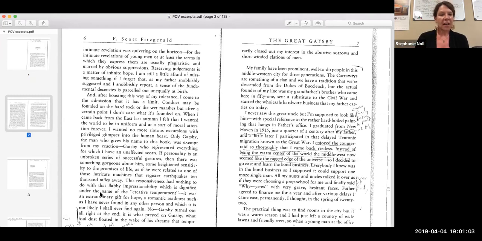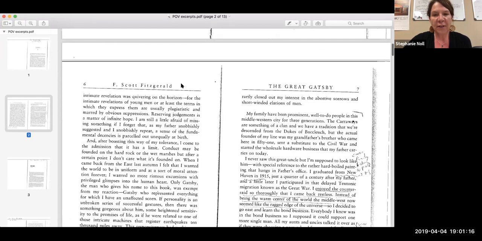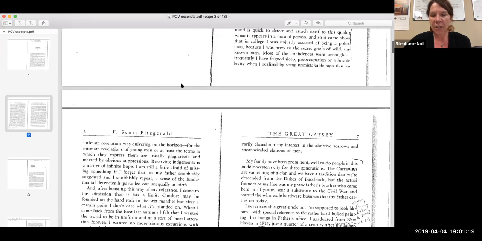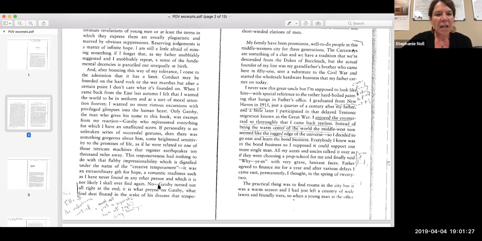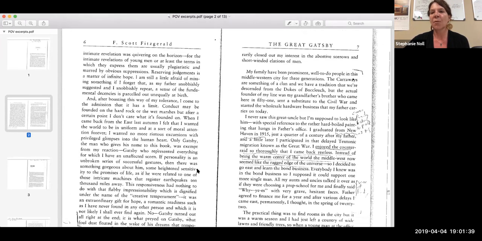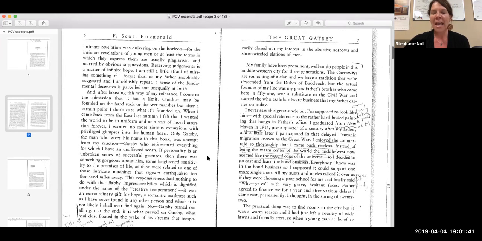We see the lens of Nick, and that the story that unfolds is prejudiced by his views. I love that, right? And Morgan, yes, he shares his personal thoughts and feelings. So one of my favorite lines from this section is: no, Gatsby turned out all right at the end. It is what preyed on Gatsby, what foul dust floated in the wake of his dreams that temporarily closed out my interest in the abortive sorrows and short-winded elations of men.